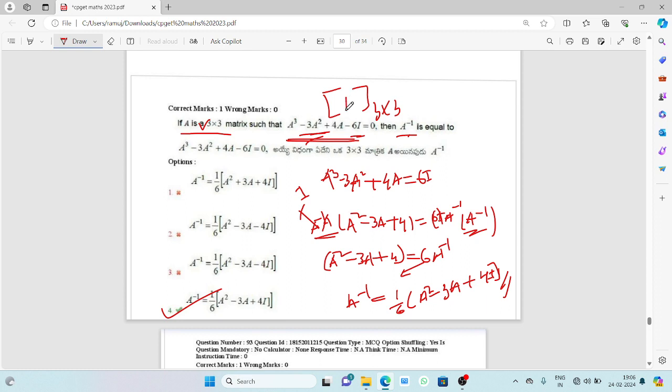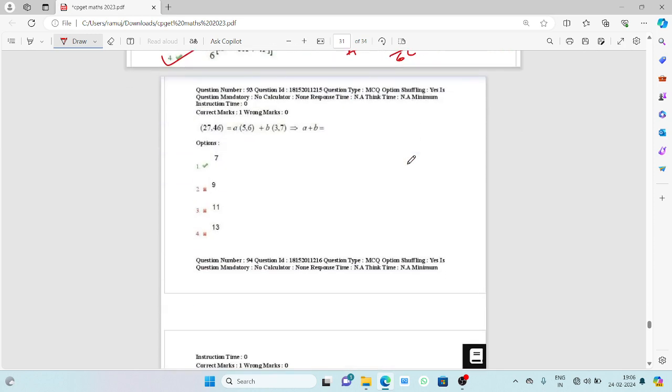You have to form a one matrix, and you can find the inverse of that matrix. So that is a very big thing. By using these simple tricks we can do it. So option 4 is the correct one for this type of question.